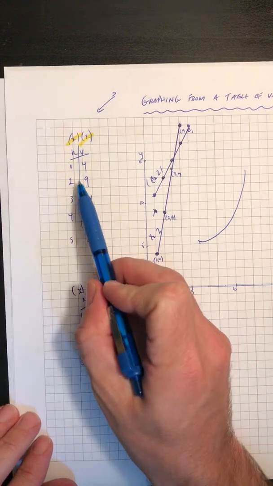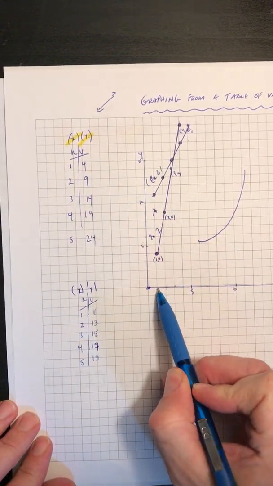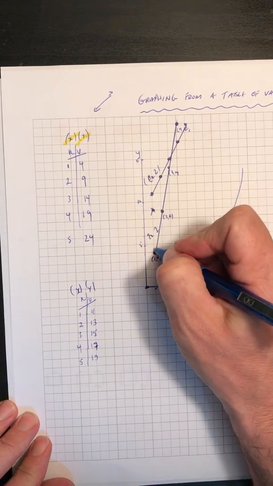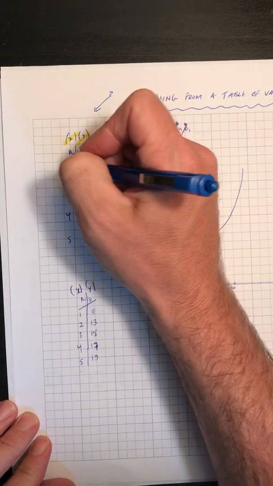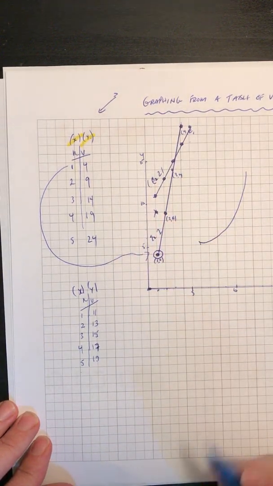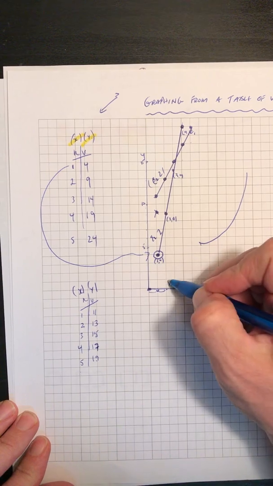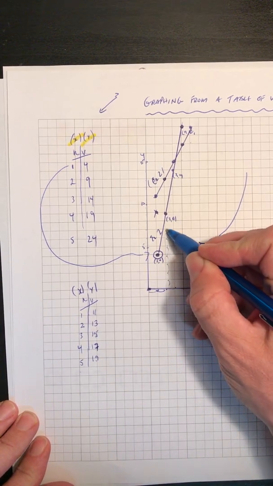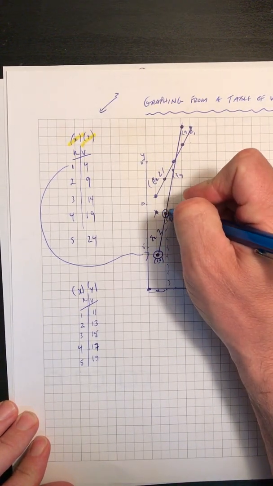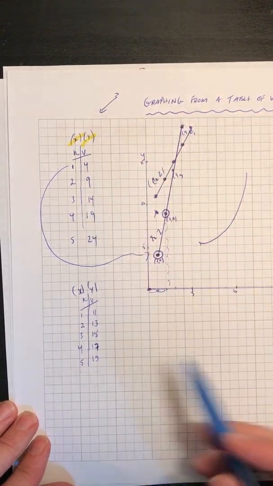For example, let's look at the first one. 1 and 4. Out 1, up 4, right there. That's that guy right there. 2 and 9. 1, 2. 1, 2, 3, 4, 5, 6, 7, 8, 9. Right there, 2 and 9. And so forth. And I've done the line up there, so I've put it in.